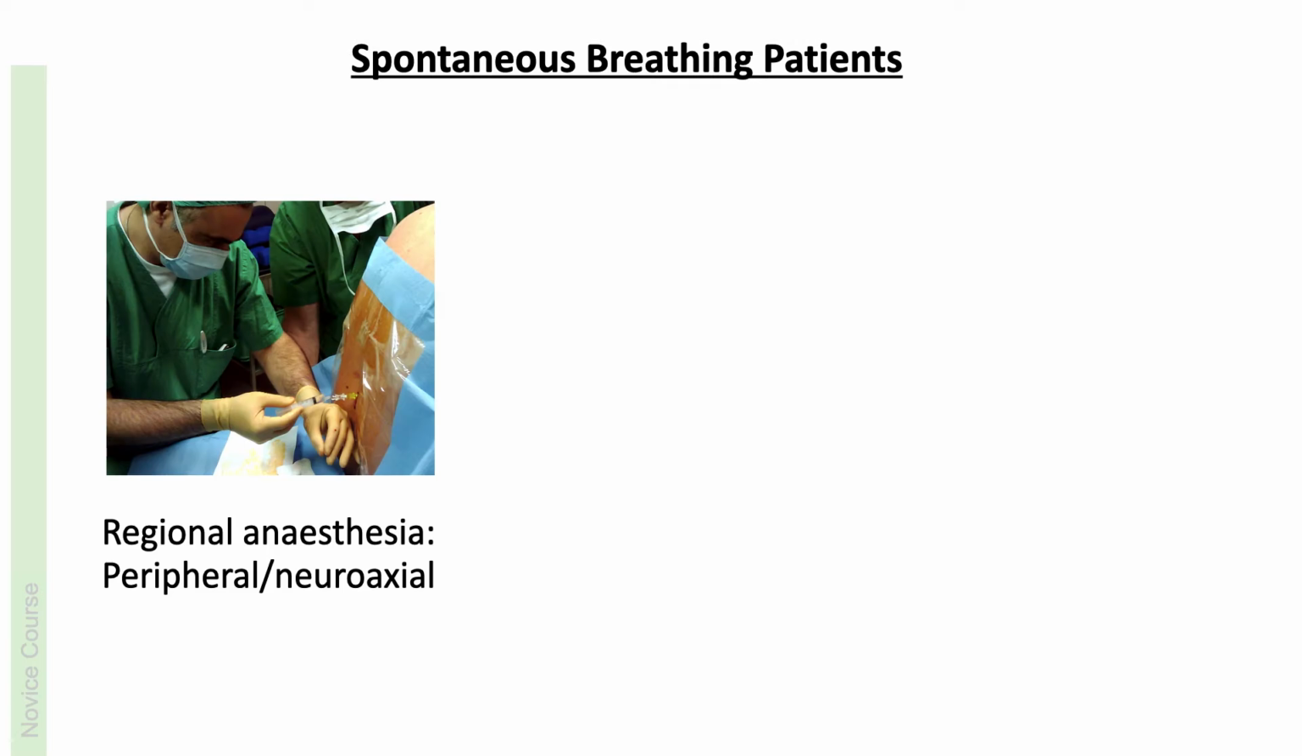So what or who are some spontaneously breathing patients that we are going to look after as anaesthetists? These could be patients undergoing regional anaesthetic techniques, so patients undergoing spinal or epidural anaesthesia, but also patients undergoing peripheral nerve blocks, so axillary, femoral, upper and lower limb blocks. These would all mostly be patients that we might be keeping breathing and awake throughout their procedure.